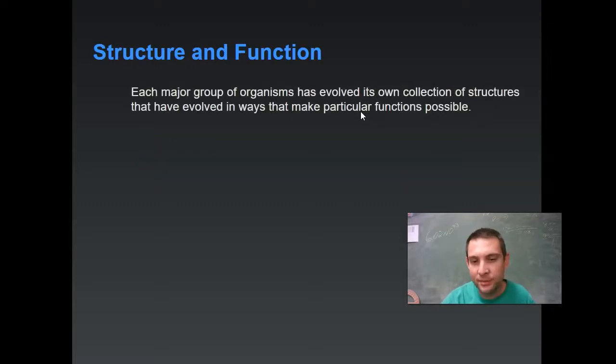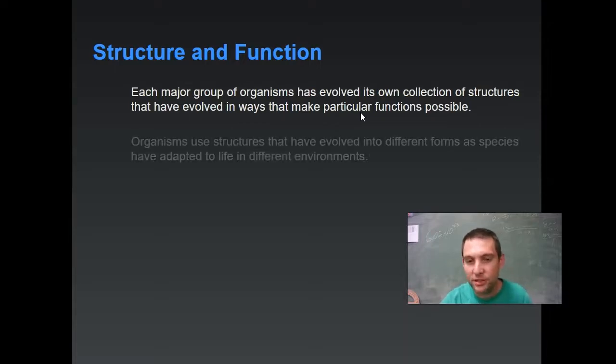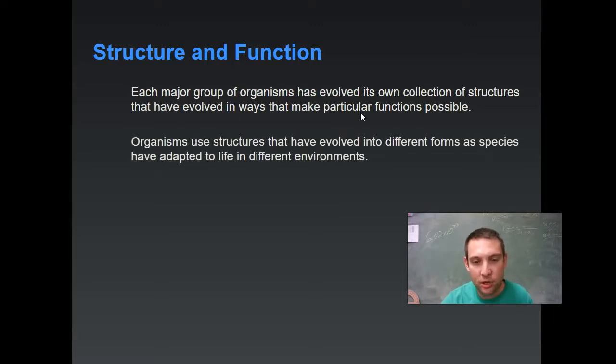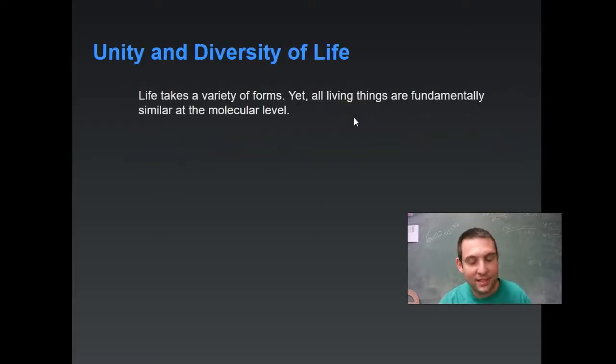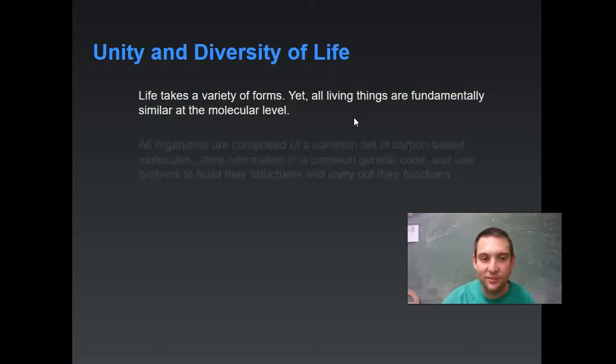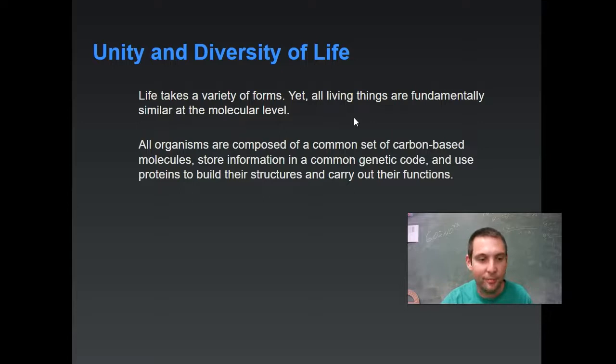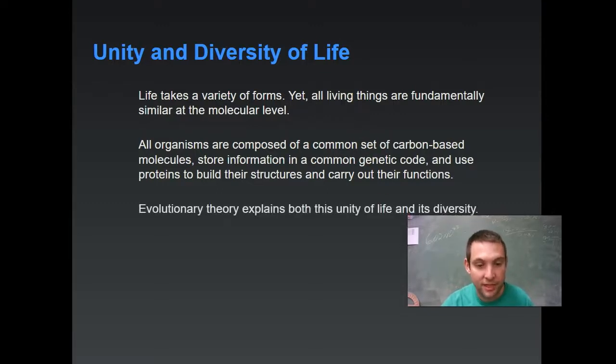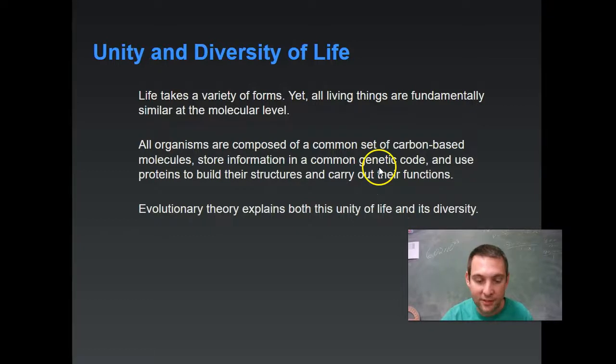Each major group of organisms has evolved its own collection of structures that have evolved in ways that make particular functions possible. Organisms use structures that have evolved into different forms as species have adapted to life in different environments. Life takes on many forms, yet all living things are fundamentally similar at the molecular level. All organisms are composed of a common set of carbon-based molecules. They store information in a common genetic code and use proteins to build their structures and carry out their functions. Evolutionary theory helps explain this unity of life and its diversity.